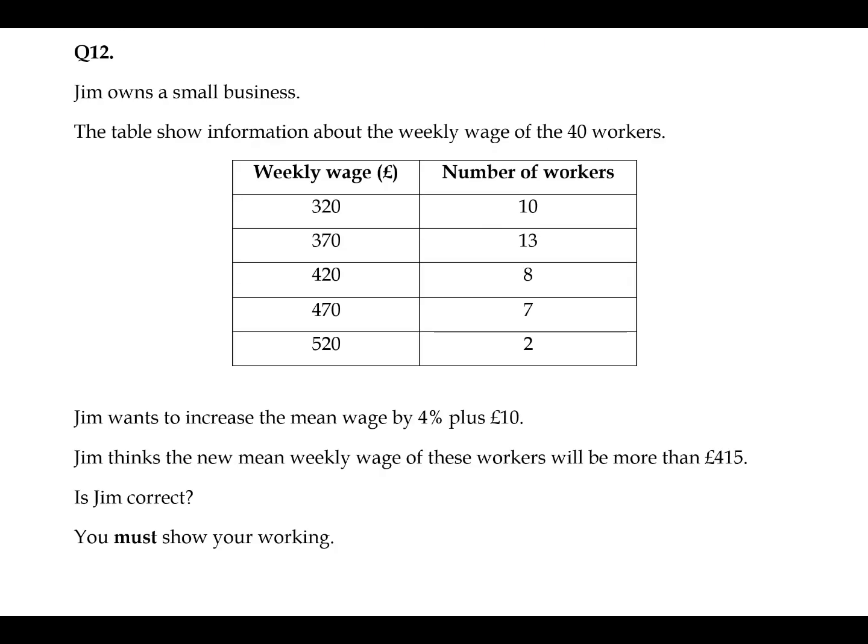Jim owns a small business. The table shows information about the weekly wage of the 40 workers. Jim wants to increase the mean wage by 4% plus £10. Jim thinks the new mean weekly wage of these workers will be more than £415. Is Jim correct? So we've got the weekly wage and the number of people at that wage. We need to multiply them together to work out the total wages being handed out to the workers.